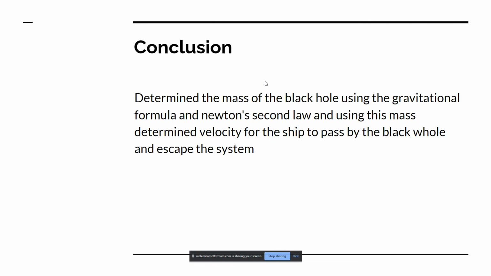In conclusion, we determined the mass of the black hole using the gravitational formula and Newton's second law, and using this mass we determined the velocity for the ship in order to pass by the black hole and escape the system.